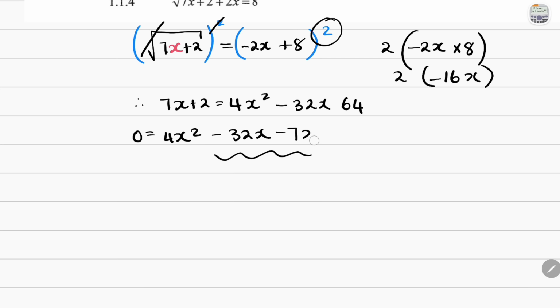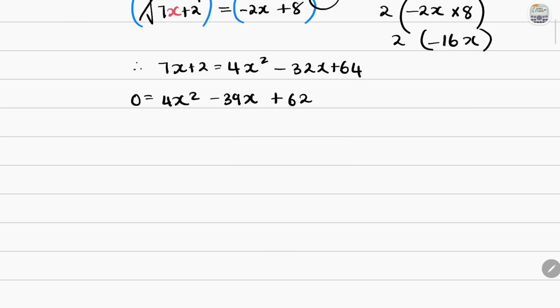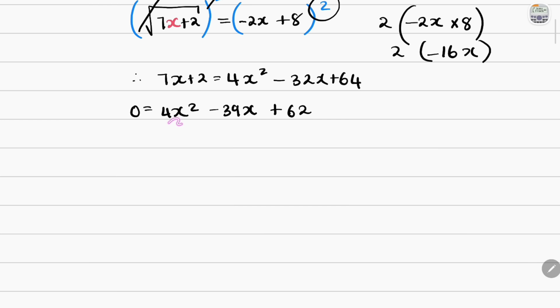Do you see how together they give you negative 39x? And then we have, okay, this is a plus, so a positive 64, and then the 2 comes over, minus 2, which gives you positive 62. Okay, do you see any common factor all through? That's a 4, that's a 39, that's a 2.